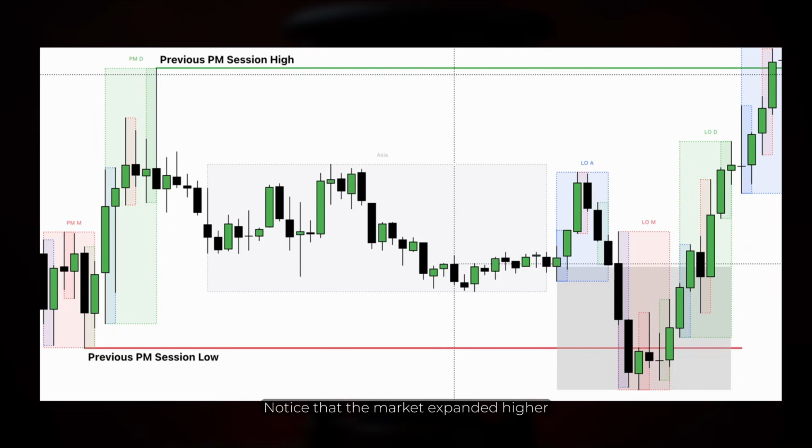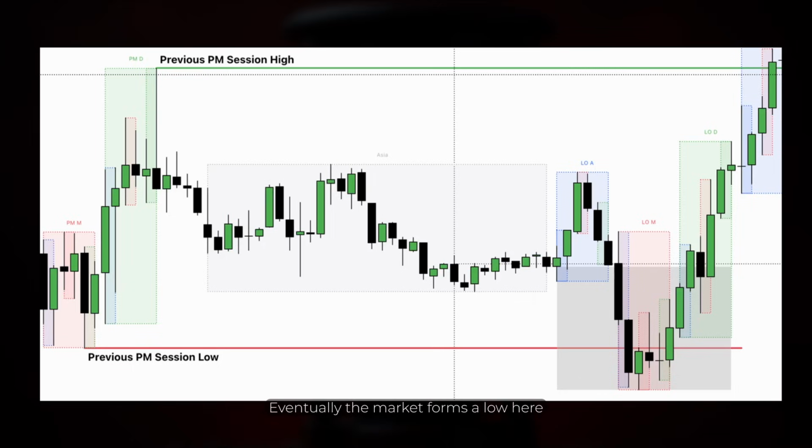Note that the market expanded higher throughout this afternoon session. We then saw the Asia session consolidate right here, and we saw London open up. London runs higher initially, but notes that it just falls short of the high of Asia. Meaning, instead we see more buys would be engineered above these highs right here. We then see the market drop towards the downside, and we see it drop below the Asia session low, which is this low. And we see a drop below the previous afternoon session low, the previous PM session low.